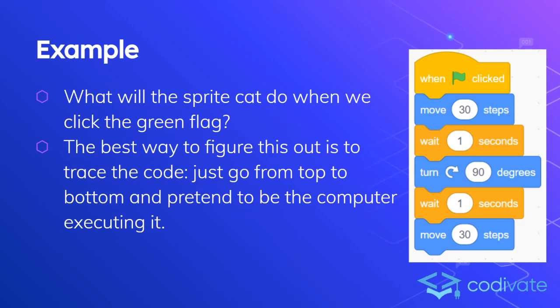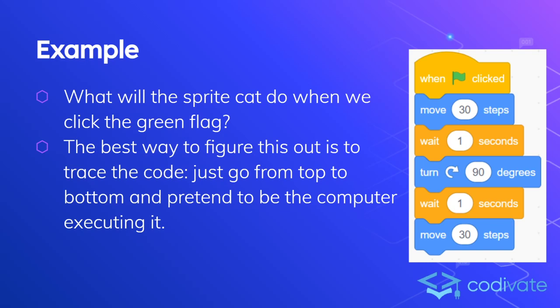Alright, now we're going to move on to Scratch. And we're going to do the exact same thing I just did with 3 real world things, and just do it in Scratch. So, what will the sprite cat do when we click this green flag here? You can pause the video, try to figure it out. Some hints I would give you are simplify the problem. There are blocks here that don't matter.